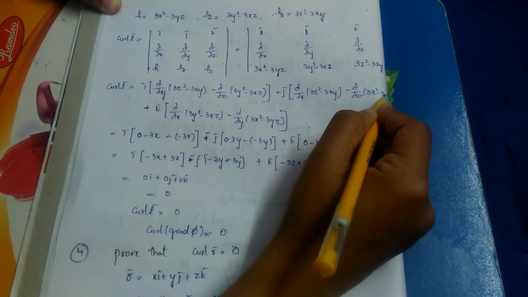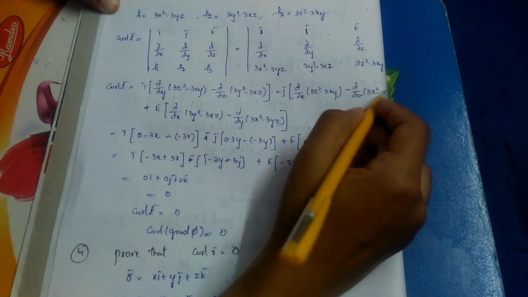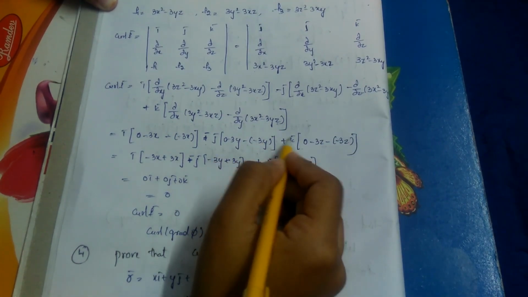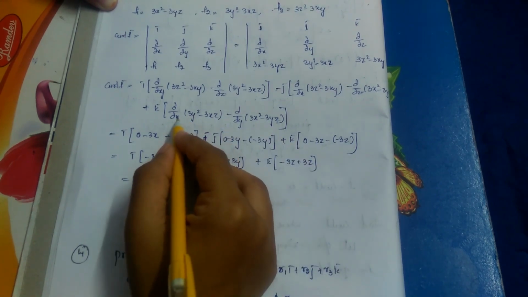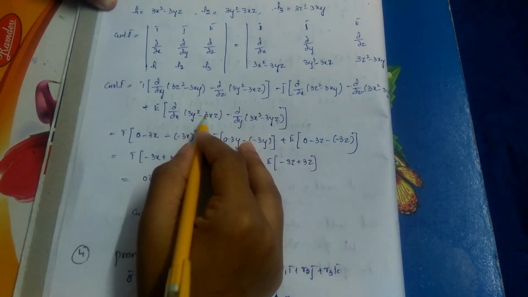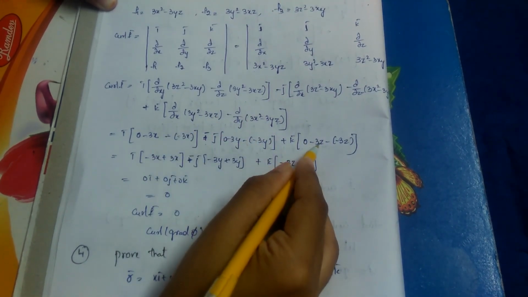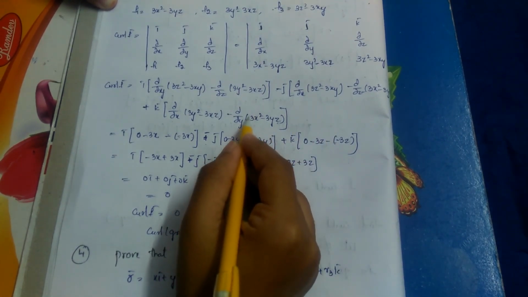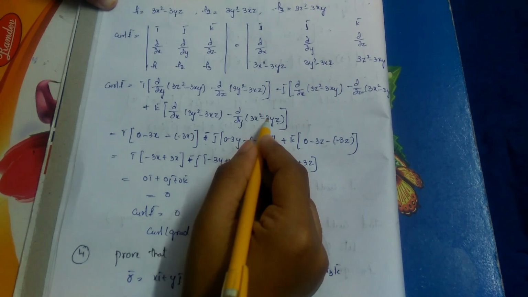minus 3yz, in that minus 3y is constant. So we get minus 3y plus k bar of 3y² differentiation is 0 minus 3xz differentiation is minus 3z and minus of minus 3x² differentiation is 0 and minus 3yz is minus 3z is constant. So we get minus 3z.